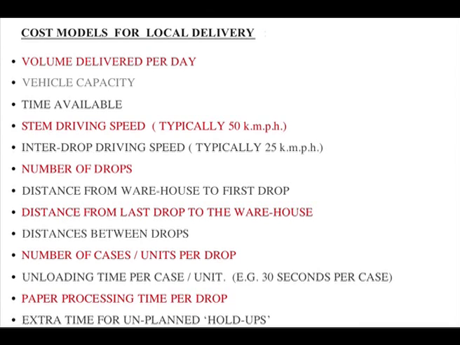Cost models for local delivery. This subject is quite simple, and these factors are not hard to understand. The volume delivered per day, the vehicle capacity, the time available, the stem driving speed, typically 50 kilometres per hour, the inter-drop driving speed, typically 25 kilometres per hour, the number of drops, the distance from the warehouse to the first drop, the distance from the last drop to the warehouse, the distances between drops, the number of cases or units per drop, the unloading time per case or unit, for example 30 seconds per case, the paper processing time per drop, and extra time for unplanned hold-ups. These are cost models for local delivery.